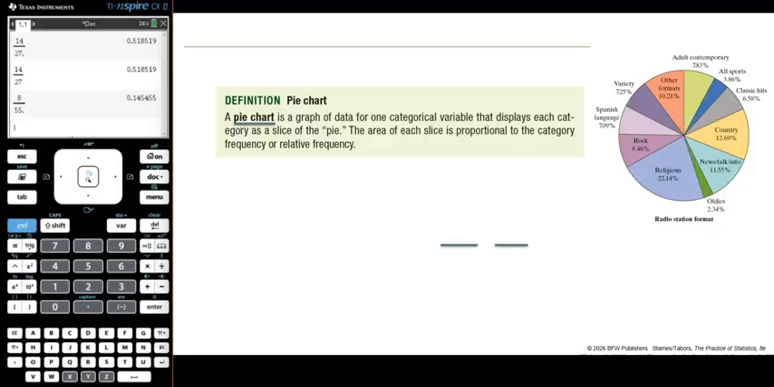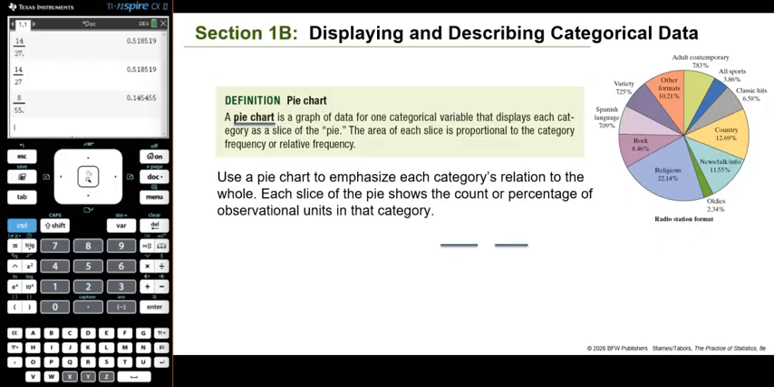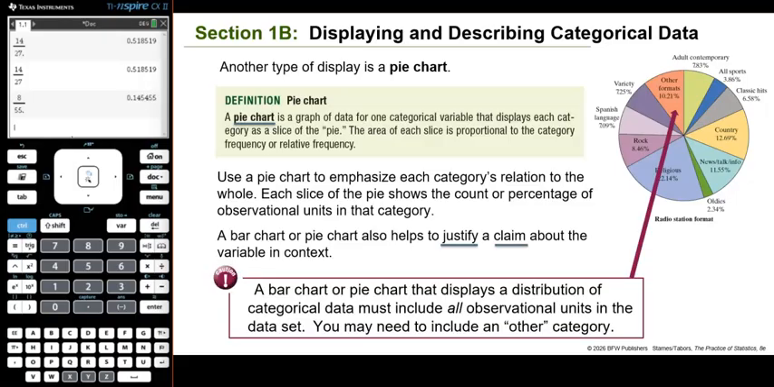Okay, pie chart. So you've seen one of these before. It's a pie chart. It has to add up to 100%. That's probably one of the most important things about it. So you're taking each category's relation to the whole. Each slice of the pie, how big the pie slice is. That angle, that bigness is a big deal. So you're going to justify a claim about the variable, potentially. So make sure you include all the data sets. This is about 100% of the data. So if some of them don't have a name, just put it in the other category and you're good there.